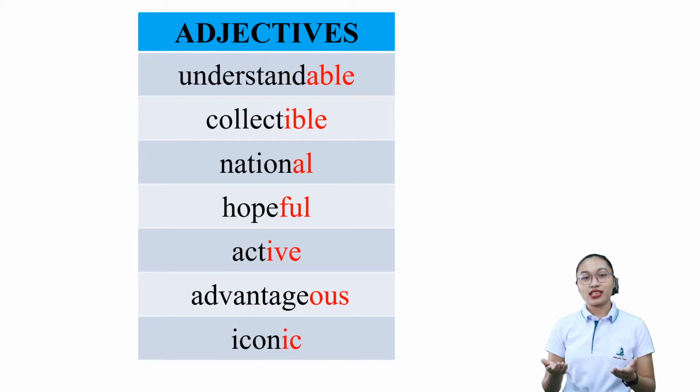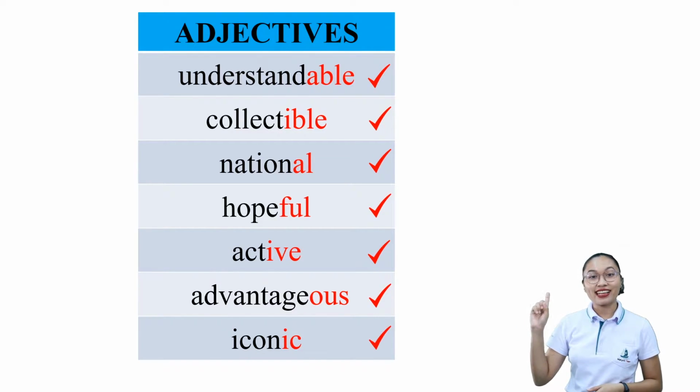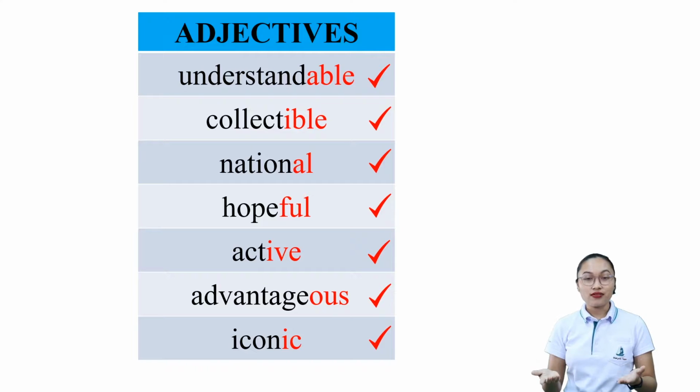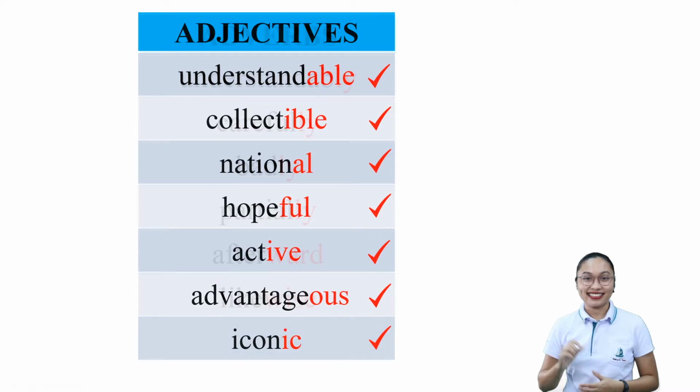These are a few examples of the adjectives formed through the use of suffixes. We have understandable, collectible, national, hopeful, active, advantageous, and iconic. What are the suffixes used in these examples? Yes, we have able, ible, al, ful, ive, ous, and ic.